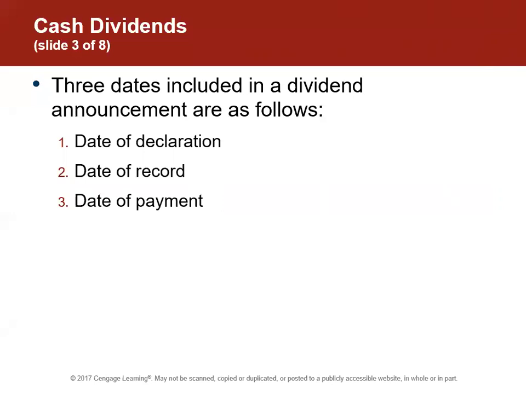So they declare it up front. They could declare it, say, today, October 22nd, that as of November 1st, any stockholders on record on November 1st will get this dividend, and then we'll pay it out on November 15th. The date of payment is when we actually send out the cash.